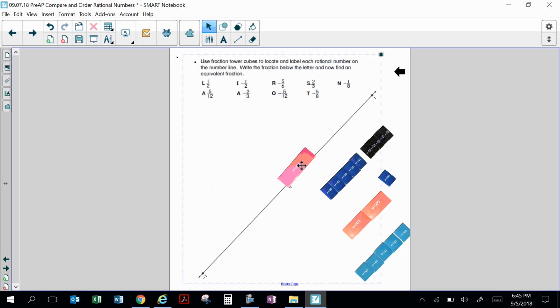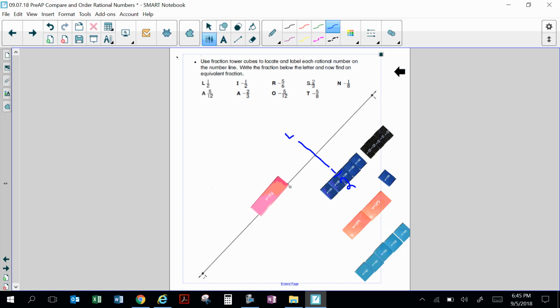And then I'm going to mark it. This is L, and this is 1/2. Next one, negative 1/2. Negative means you have to go left of 0. So I'm going to mark this. This is I, and this is negative 1/2.